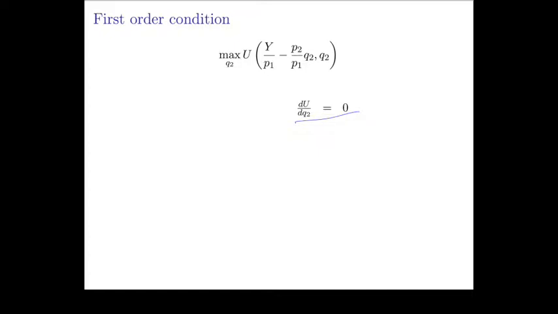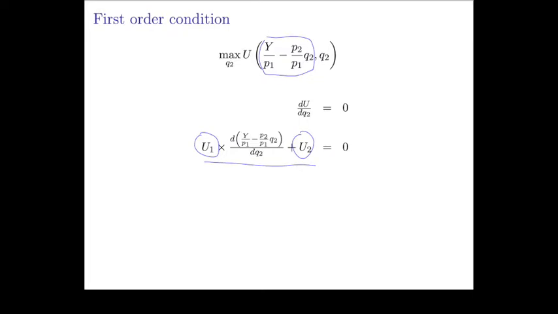So that's our first order condition. Now we want to take the derivative of this thing right here. We're going to use the chain rule for that. So we're going to take the partial derivative with respect to the first term, which is just the marginal utility with respect to good 1, U1, times the derivative of this thing with respect to Q2, plus the partial derivative with respect to the second good, which is Q2. So we just get U2. So this whole thing on the left side of this equation is the derivative of this with respect to Q2.